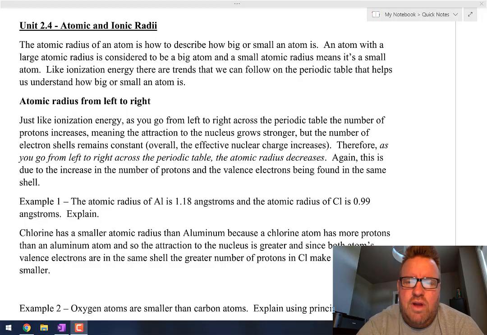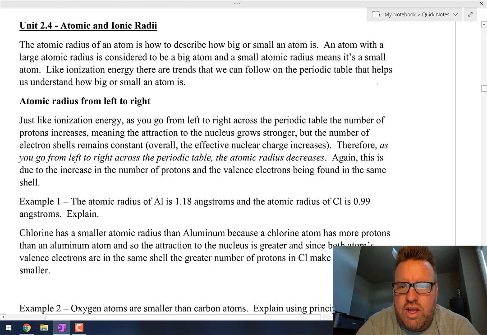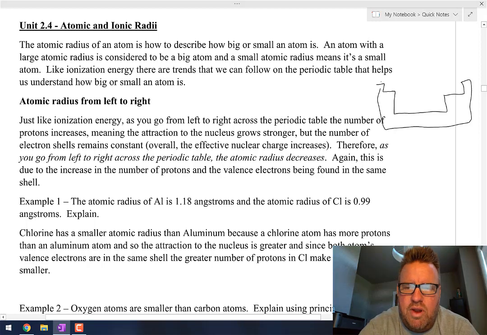In our last video, we talked about ionization energy and how the ionization energy changes as you move around on the periodic table. So in today's video, we're also going to continue to talk about the periodic table. That might be the worst periodic table I've ever drawn in my entire life, but we're going to go with it. And we're going to talk about the same patterns. What happens when you go left to right across the periodic table, and what happens as you go down the periodic table.